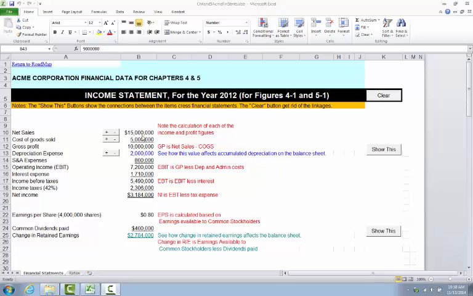Okay, time for chapter 4. Instead of using the PowerPoint slides, I'm going to step you through the three major financial statements. All these numbers are the same numbers that appear in your textbook for chapter 4.